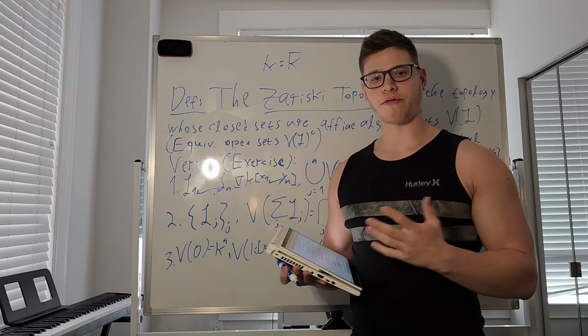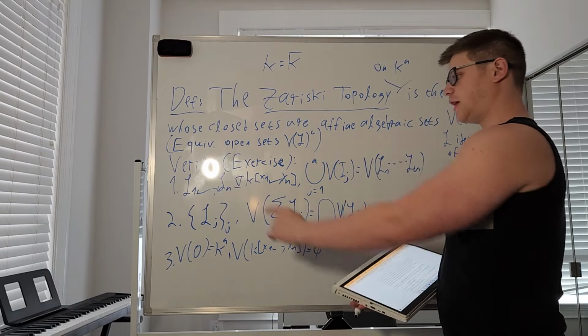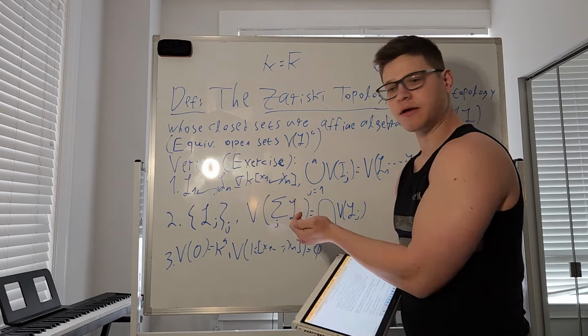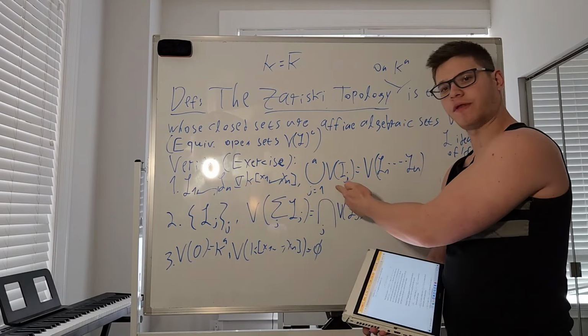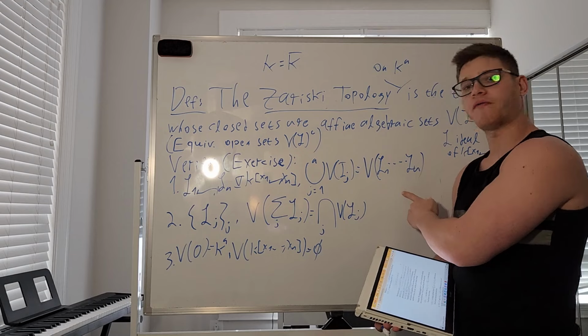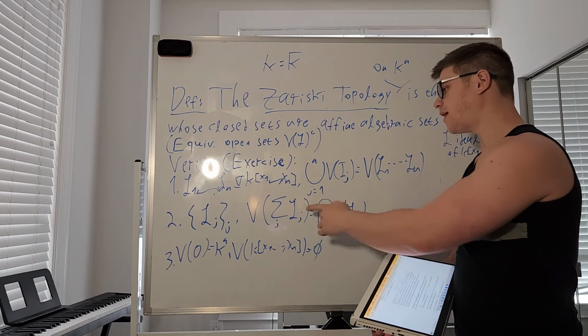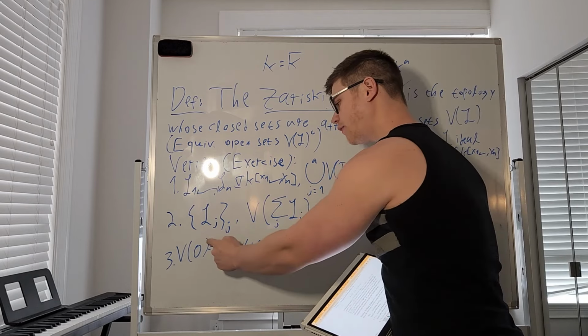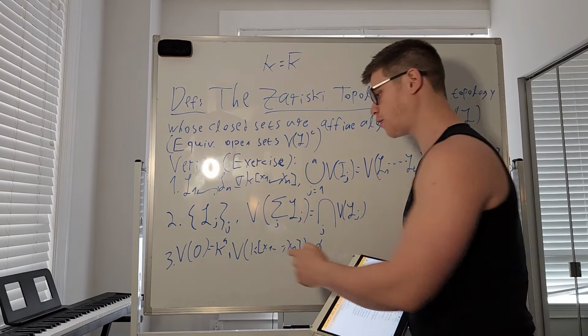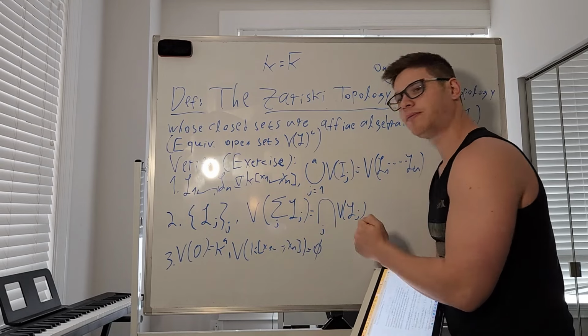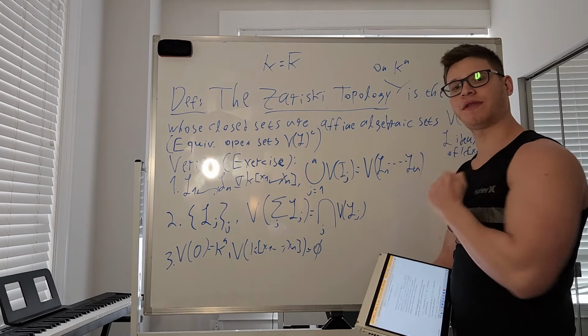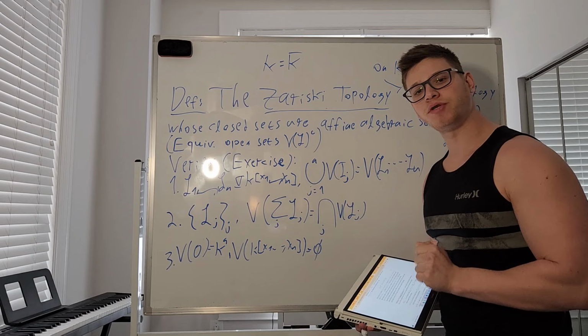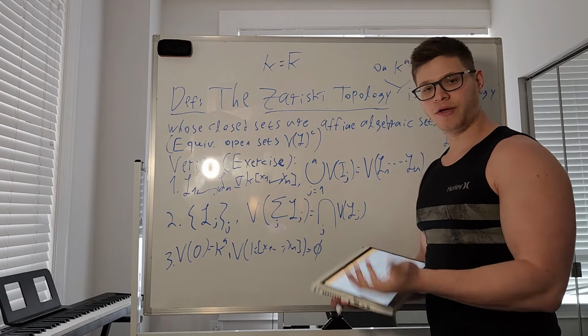Verify as an exercise the following points. If I1 up to In are ideals, then the union of their algebraic sets is the algebraic set of their product. This shows that the algebraic sets are closed under finite unions. Secondly, if you have an arbitrary collection of ideals indexed by some j, then the algebraic set of their sum is the intersection of their algebraic sets. This shows closure under arbitrary intersections.